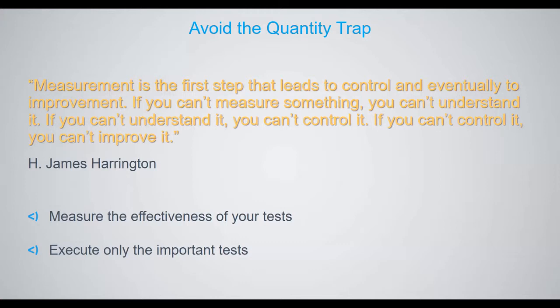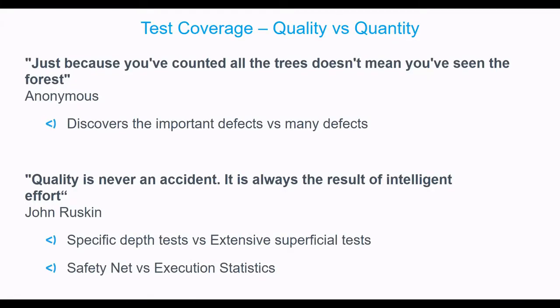If you can't measure something, you cannot understand it. If you cannot understand it, you can't control it. If you can't control it, you can't improve it. We are always looking for ways to improve our methods and our quality, and more than that, to find the places where we need to improve. Measurement is the first step in order to do it.